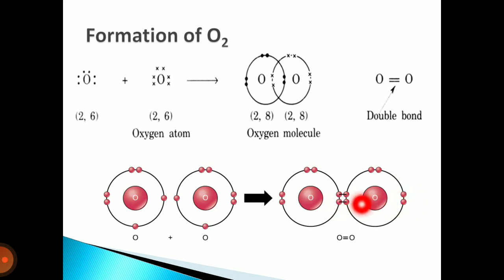Here in this diagram you can see 2 plus 2, 4, plus these 4 electrons, that is two shared pairs of electrons, also belong to this oxygen atom as well as this oxygen atom. So mutual sharing of the electron pairs takes place so that both of these oxygen atoms complete their octet.